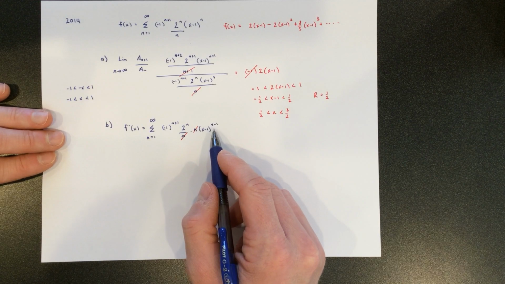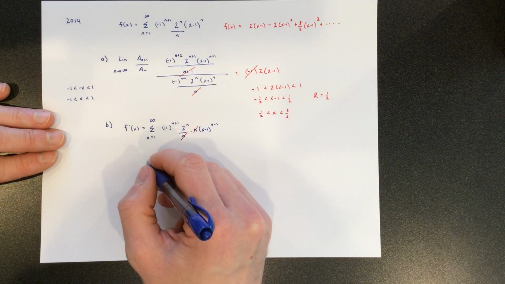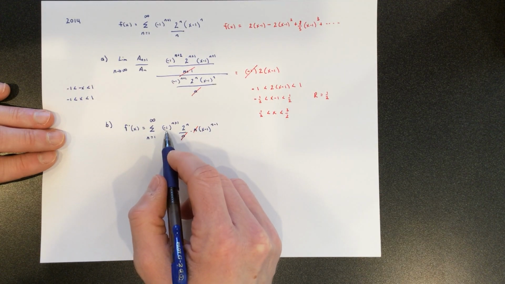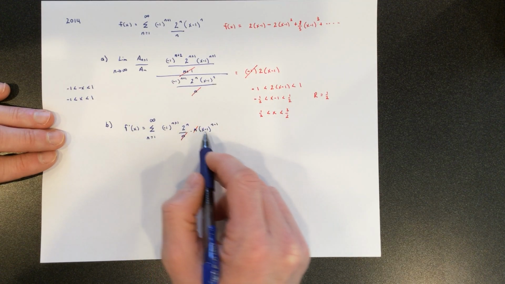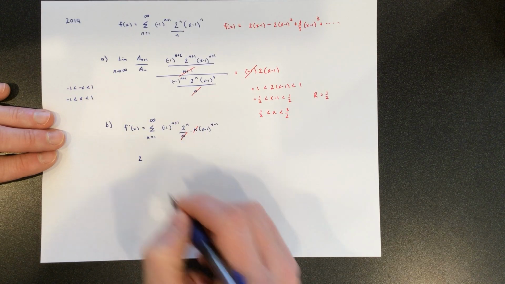Now, if we want the first 3 non-zero terms, we just have to plug in n equals 1. So let's plug that in. n equals 1 is going to make this positive. It's going to make this 2 times (x minus 1) to the 0, which is just 2. Sweet. There's the first one.